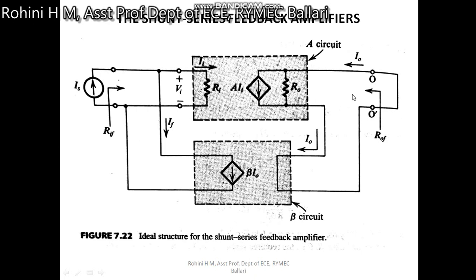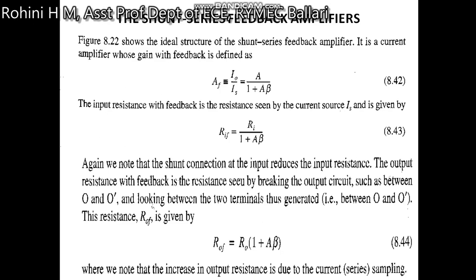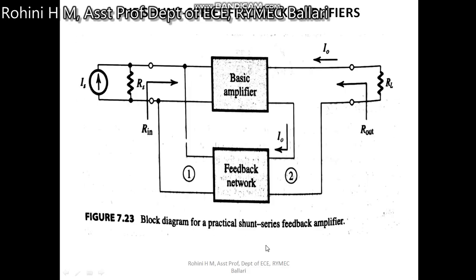So here, ROF is equal to R0 into 1 plus A beta. So here it is multiplied, so that output impedance is increased, input impedance is decreased, whereas output impedance is increased. So next is the shunt series feedback amplifier basic circuit.